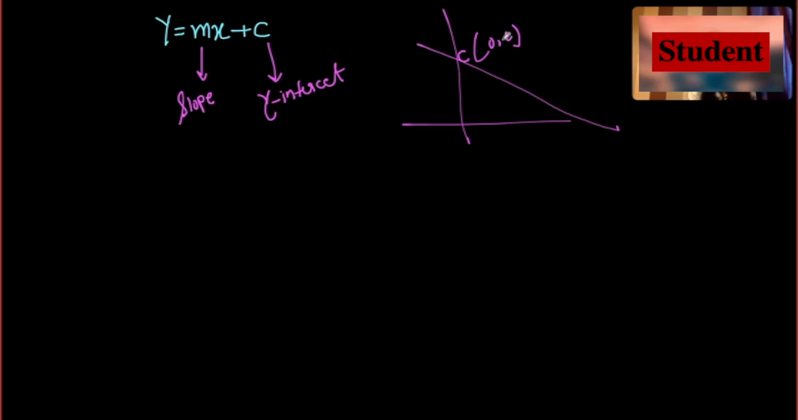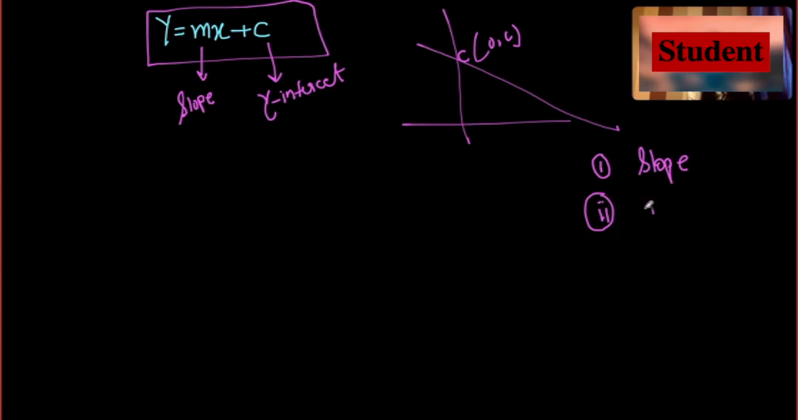Always remember, to write the algebraic equation of a straight line, we need only two things: the slope, which is a very important part of a straight line, and a point. We'll come to how to write a straight line equation if two coordinates are given.